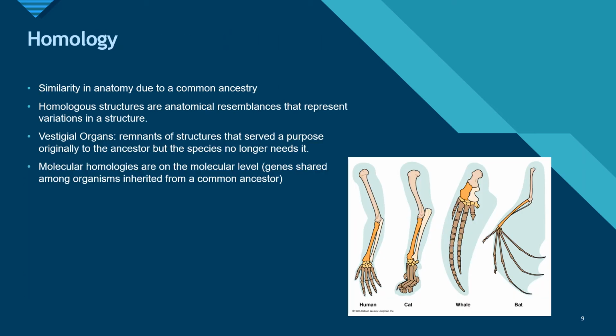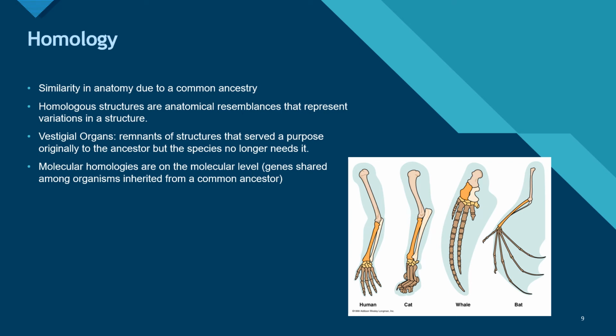Homology is the next one, which is a similarity in anatomy due to a common ancestry. So homologous structures are anatomical resemblances that represent variations in a structure. So before we go on, I just want to point your attention to this picture.